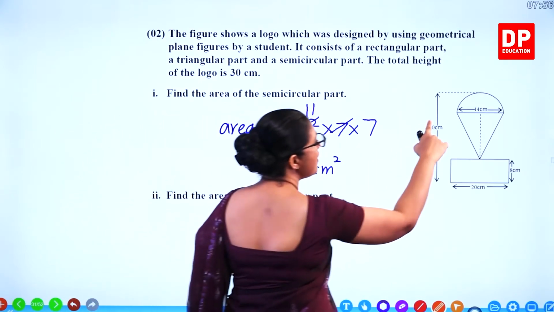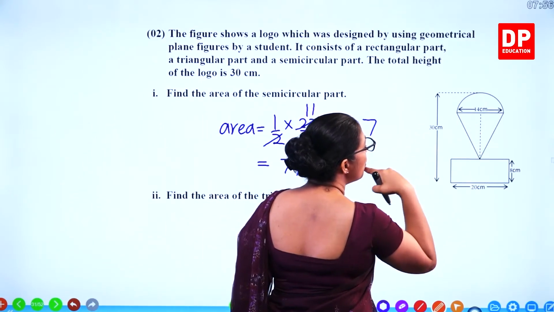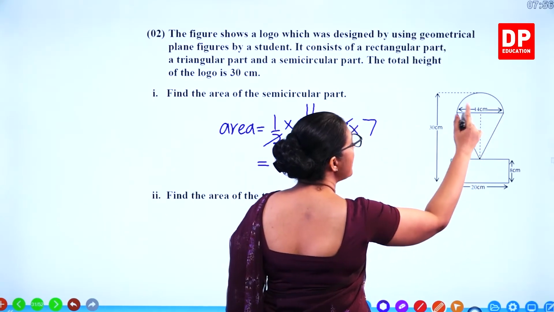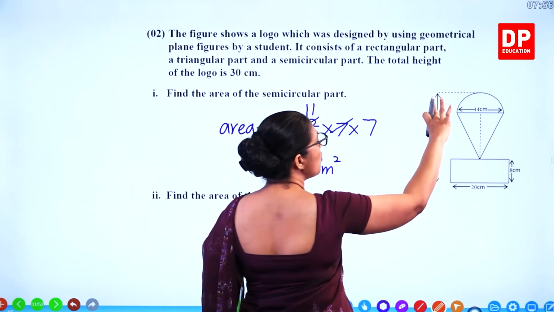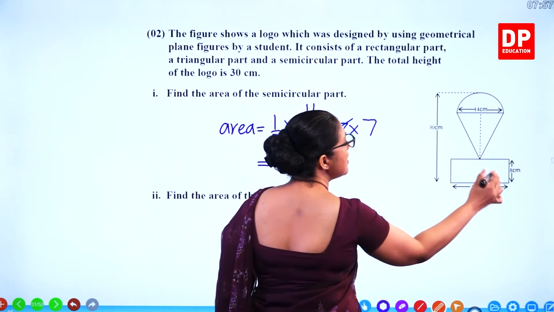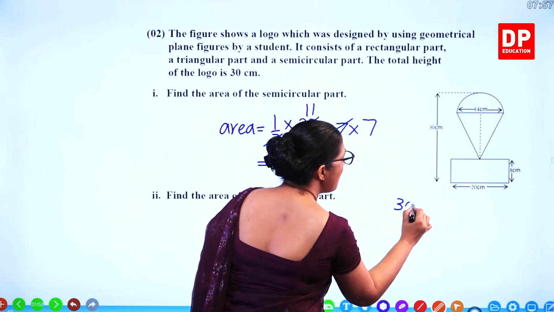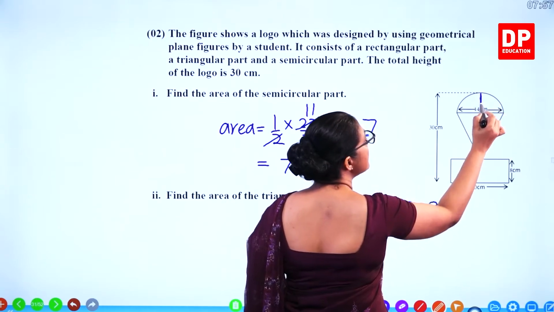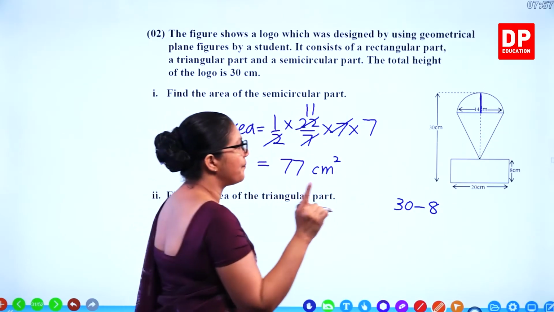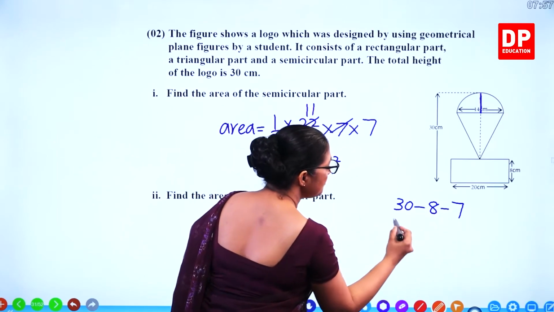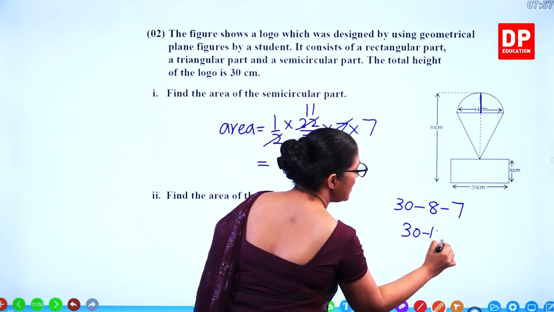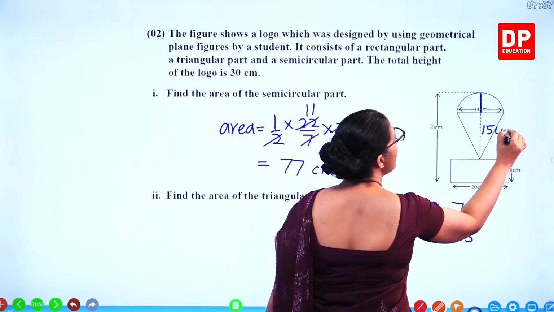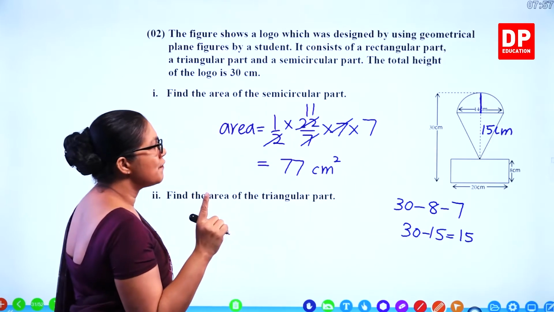How do you find out the area? We know this is 14. Base is 14. What about the height? We can find it. The total length is 30. This is 8. 30 minus 8. And here, what about this length? This is 7. That's the radius. So, minus 7. 30 minus 15. You get 15 centimeters for this one. The height of this triangle is 15 centimeters.